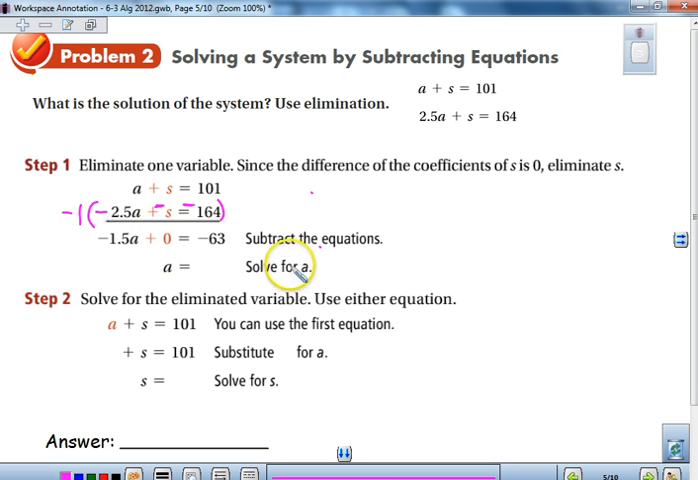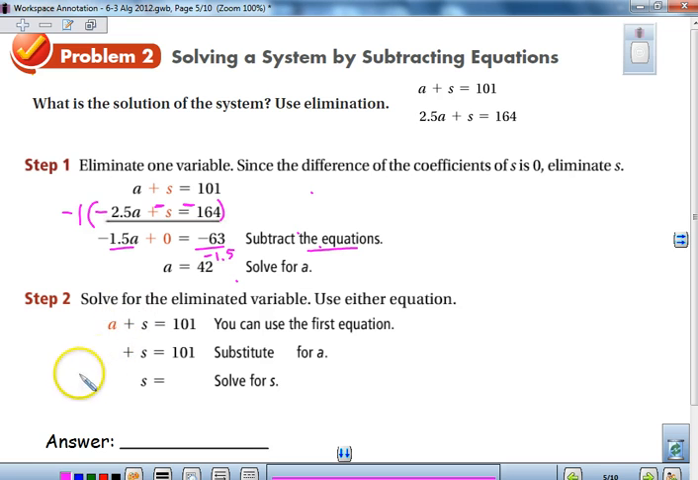We now want to divide both sides by negative 1.5, and as we divide by negative 1.5, our solution is going to be 42. Now, to me, the easiest equation is the first one, a plus s equals 101.